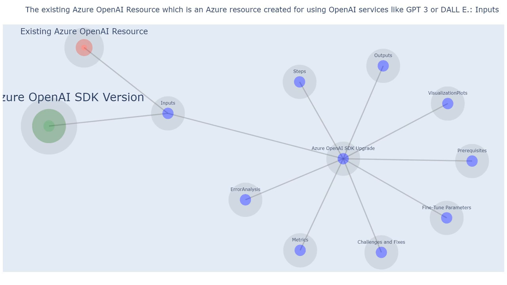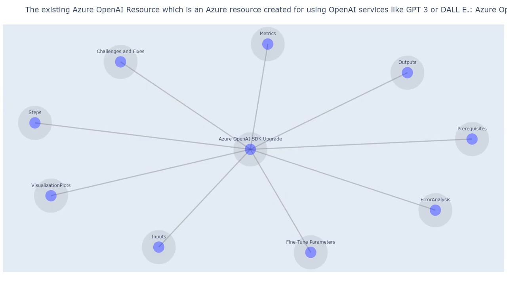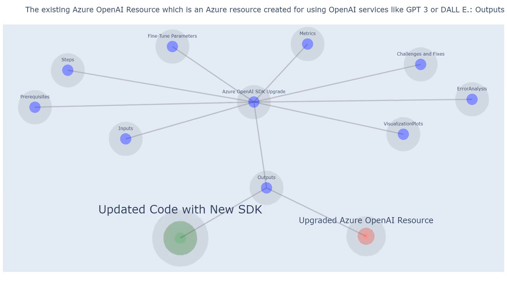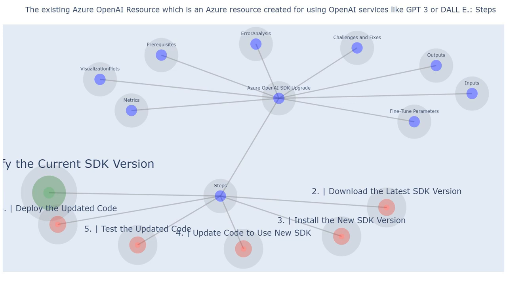Inputs. The existing Azure OpenAI resource, which is an Azure resource created for using OpenAI services like GPT-3 or DALL-E. The latest version of the Azure OpenAI SDK, which provides the latest features and improvements for interacting with the Azure OpenAI service. Outputs. The upgraded Azure OpenAI resource after the SDK upgrade is complete and includes all the latest features and improvements of the new SDK. The updated codebase that now uses the latest Azure OpenAI SDK version to interact with the Azure OpenAI service.